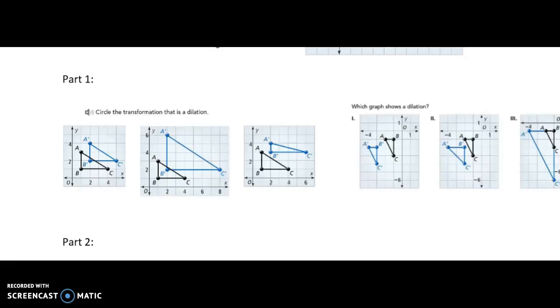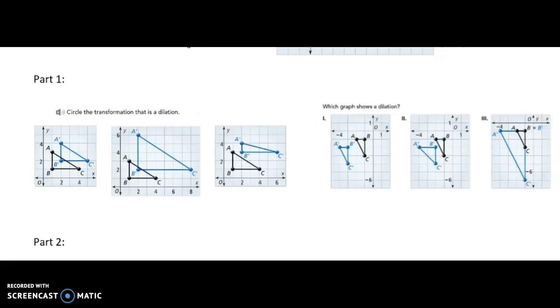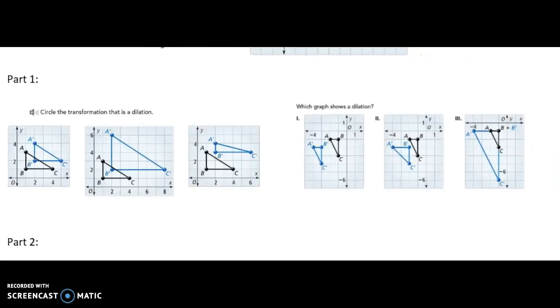Okay, so we're going to look and see which ones of these show a dilation. So the first one, this one is a translation, because we have shifted it from one place to another. This one right here is a dilation because we have enlarged it from this small shape right here to the large one. This one has changed the shape entirely.